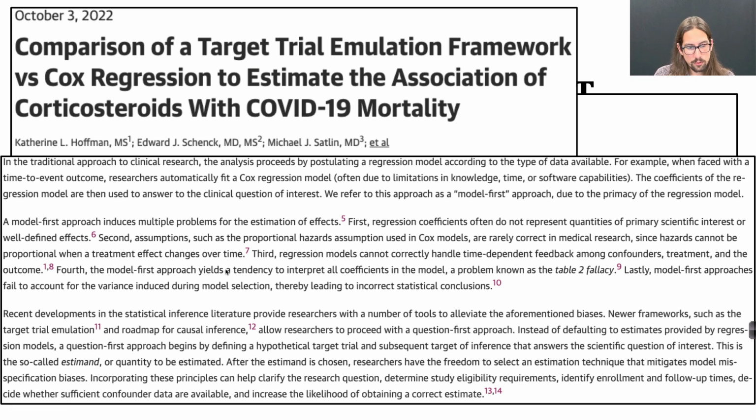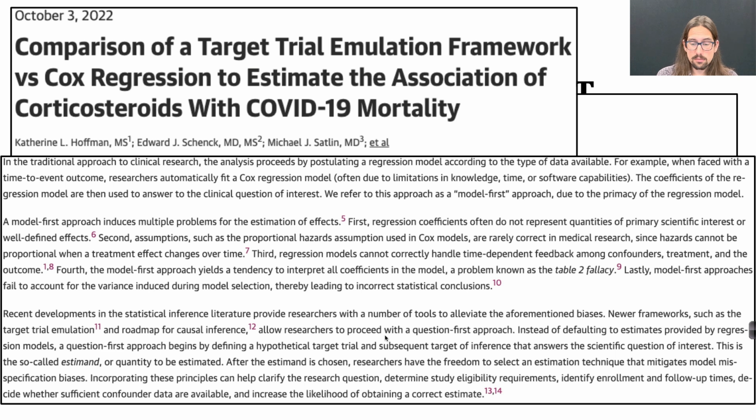One more thing. Fourth, we have this tendency to interpret all the coefficients, but we know that most of those are meaningless. We don't care about the coefficients at all. We just want to extract an ETE, right? And then finally, the model selection stuff, which we just talked about earlier in this lecture, if we're not accounting for the variance induced by that. So I just love this because it's nailing all of the things that we've talked about.